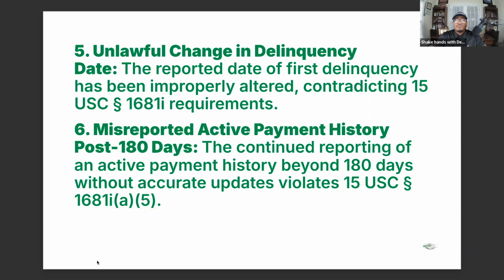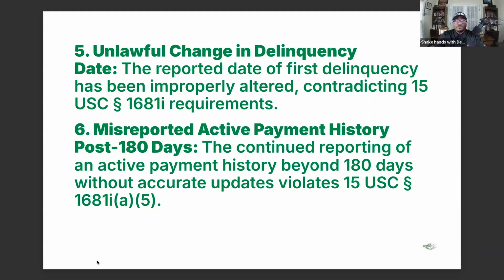Misreported activity payment history post 180 days. So if that account has been charged off after 180 days, you can't come back and say, oh, that account is okay after 180 days, and then it goes back to collections, okay? What that's saying is that's misreported activity of payment. Once you're charged off, it can't go back to an okay status, or a different or a late status. So once it's charged off, it should be charged off, and then it should say no data.